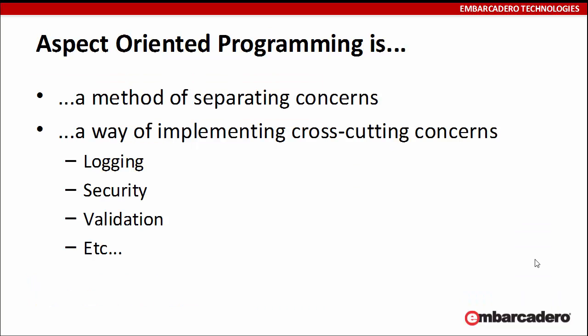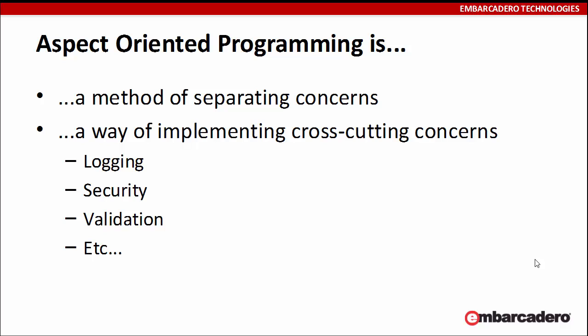Okay, so what is aspect-oriented programming? Well, it is a method of separating out concerns. Any good software developer knows that clean code involves the separation of concerns, and that's one of the things that aspect-oriented programming does. It's a way of implementing what is commonly called cross-cutting concerns, like logging, security, and validation, etc.